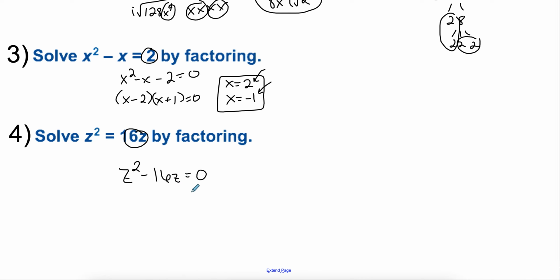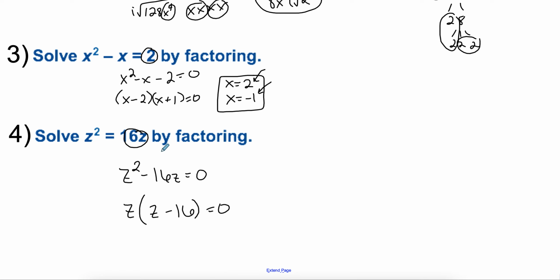And now this one is a little bit different since you don't have a number on the back end. This is when we factor using what's called the greatest common factor. So you look between this, and you ask yourself, what can you take out? The only thing we can take out from these would be the variable z. And when we do that, we're left with z minus 16 equals 0.